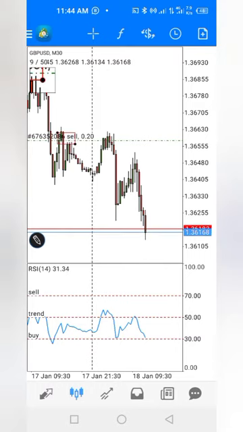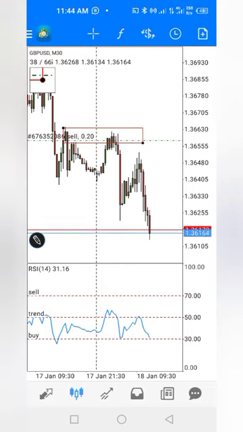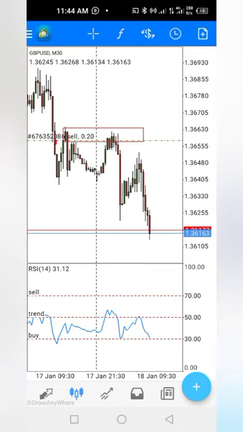So I spotted this supply zone where I was expecting the market to reject. So I was expecting the market to reject right here. After the market did a push up, came down, coming here, I was just waiting for a rejection, and I entered for my position here. And the market did a massive push up, and it's still coming down.